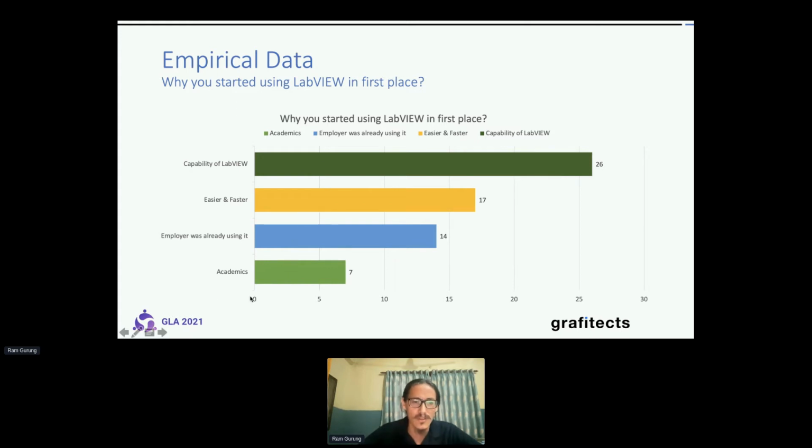But one thing that is a little bit of a concern is the penetration of LabVIEW into academics. Universities, I've seen a lot of case studies where university people are using it, but at the same time, as you can see, at least in this segment, only a few people actually started using LabVIEW in academics. Most of the people chose it for the capability of LabVIEW and so on.